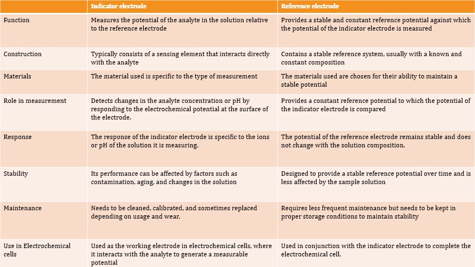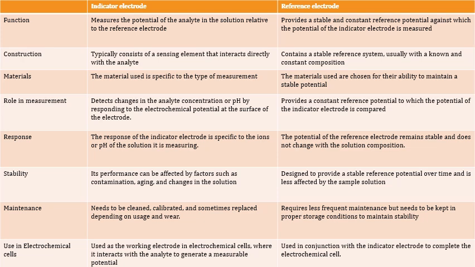The materials used are specific to the type of measurement. For pH measurement, it is usually made of special glass. For an ion selective electrode, it may be a polymer or crystalline material, selective for the ion of interest.